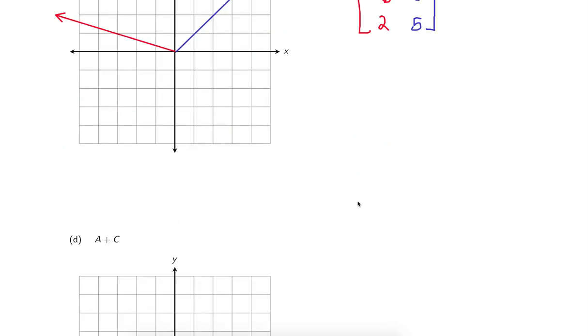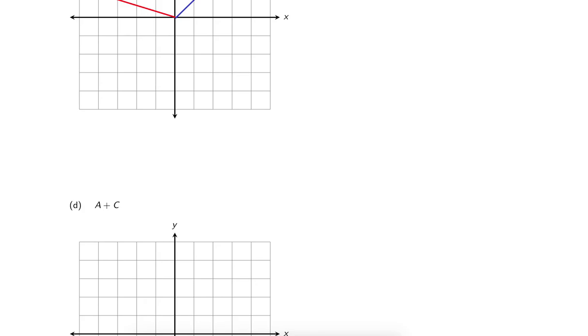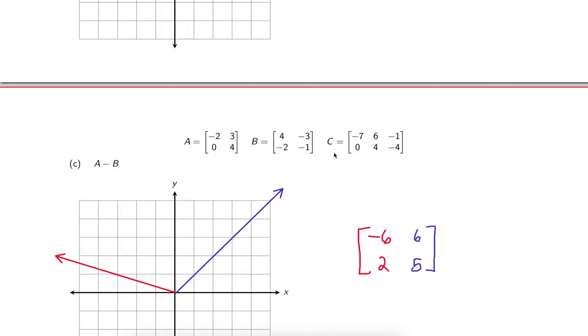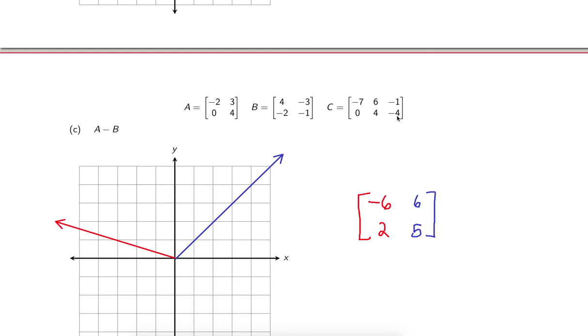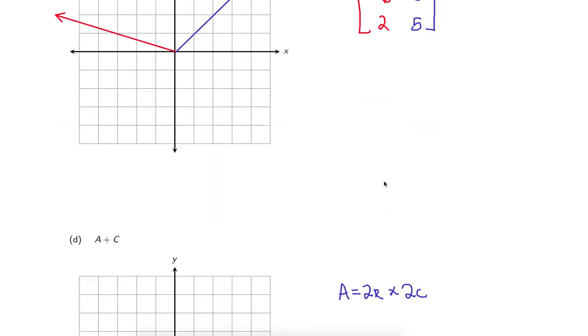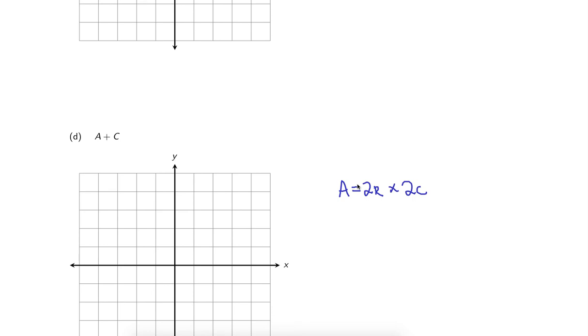All right, part D, we have A plus C. Well, here, we haven't used matrix C yet. A is a 2 by 2. Matrix A is 2 by 2, 2 rows by 2 columns. Matrix C, on the other hand, has 2 rows and 1, 2, 3 columns. So matrix C, we are looking at 2 rows by 3 columns.